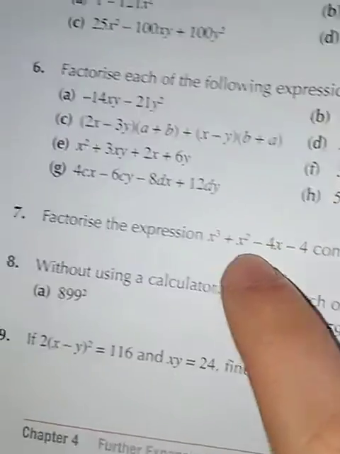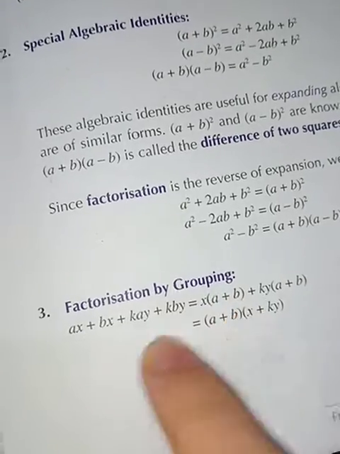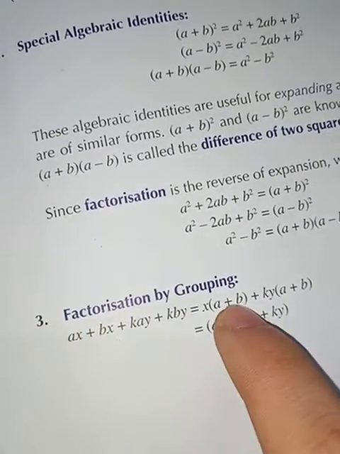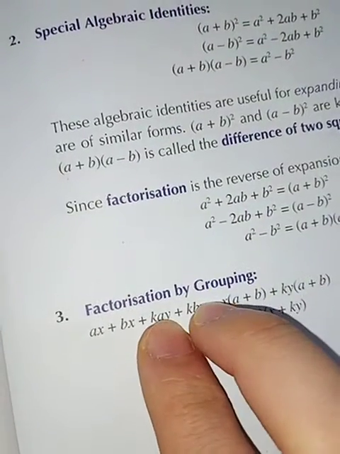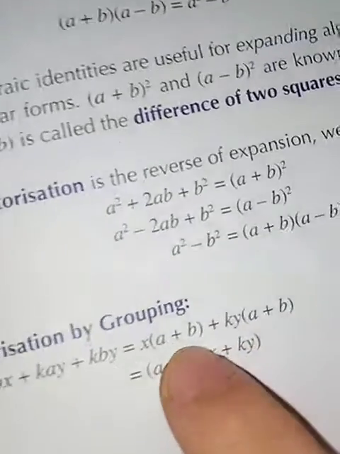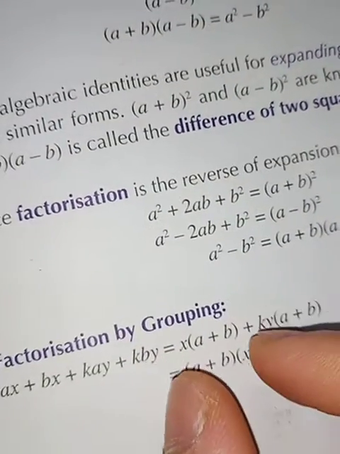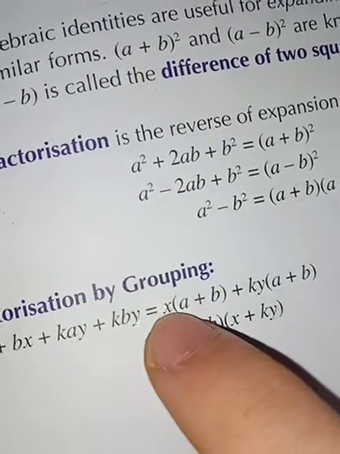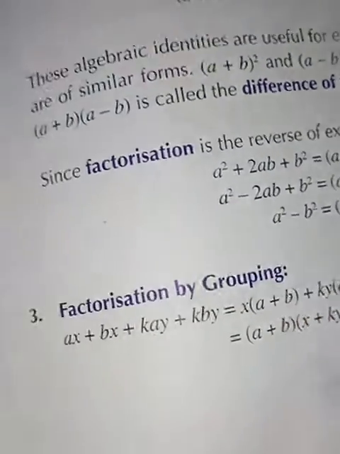Okay, for number 7, you factorize it by using the method factorization by grouping. You see there are 4 terms here, right? So you pull out something from the first 2 terms and something again from the last 2 terms, and you end up with the same thing in the bracket. And then you just write the bracket one time and group the outside ones, x plus ky, together in one bracket.